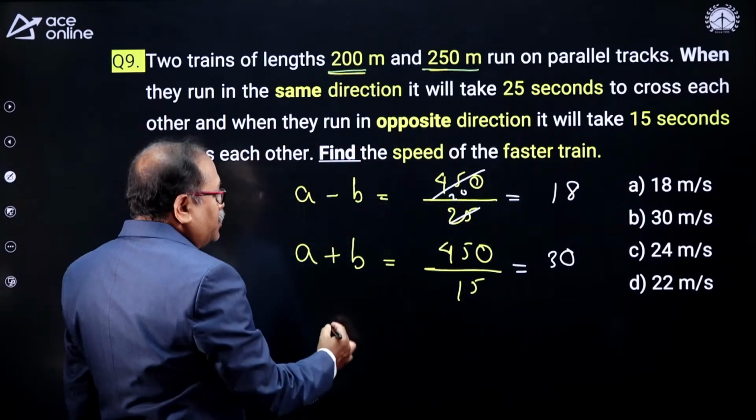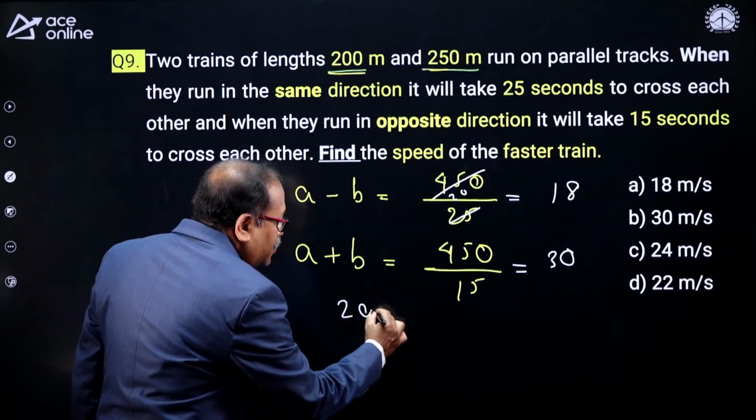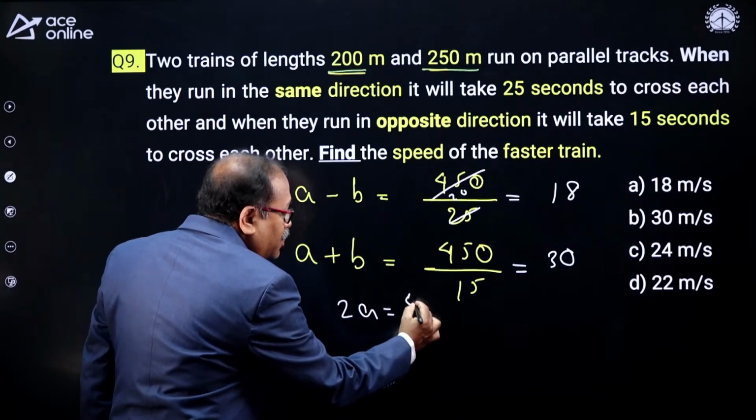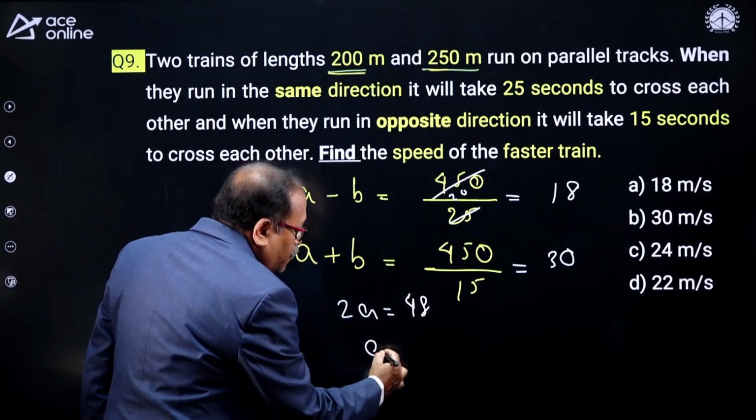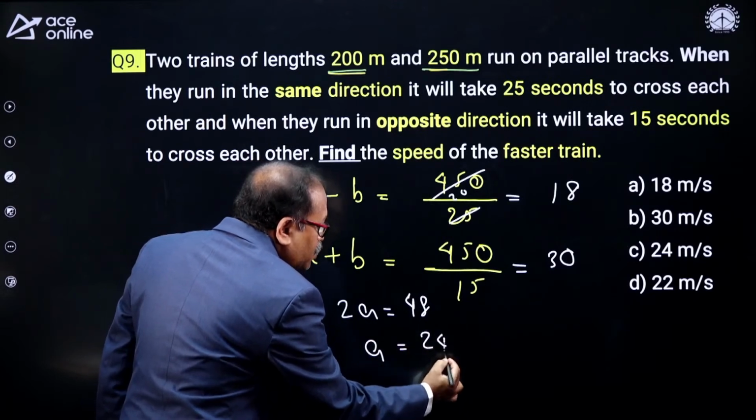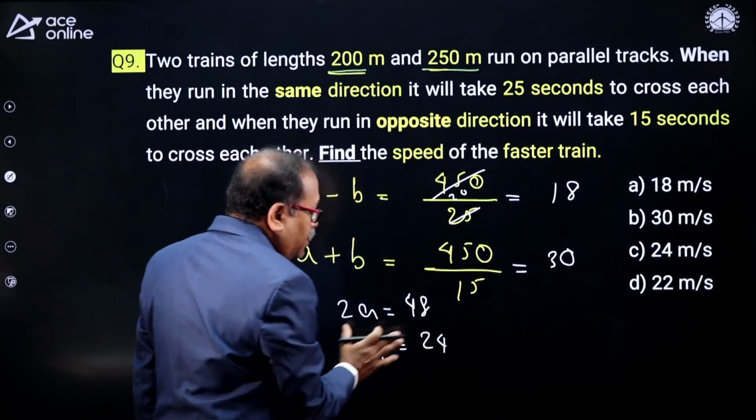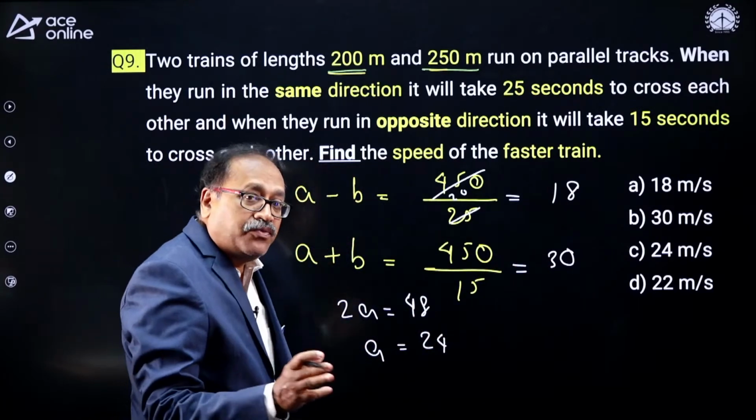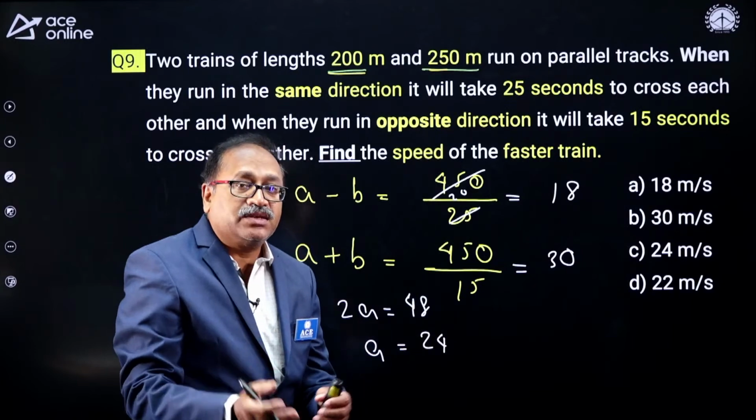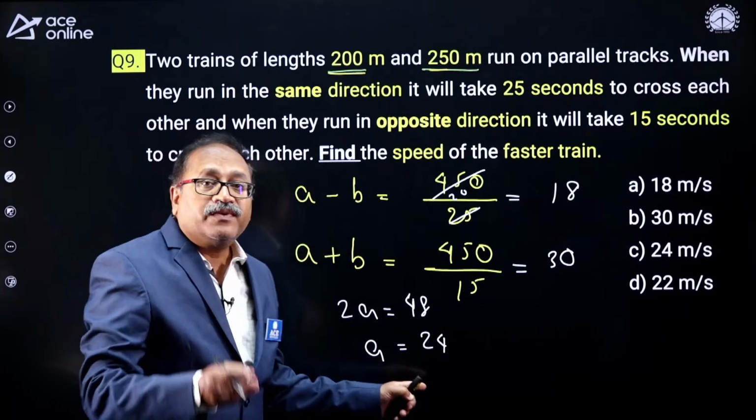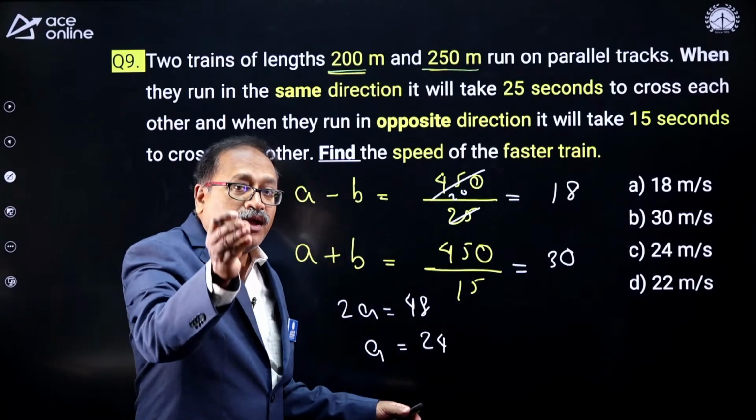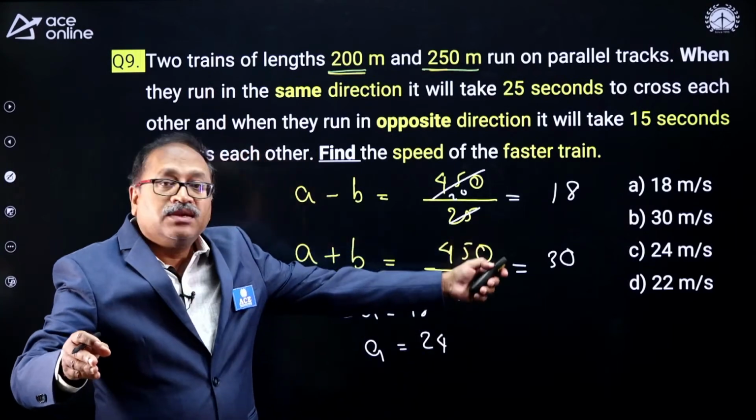So adding these two, I'll get 2A, and 2A is equal to 48, then A is equal to 24. So the total speed, A plus B, is 30, out of which A is 24. Obviously A is faster than B, we know that here. So the faster train speed is 24 and your option choice is C.